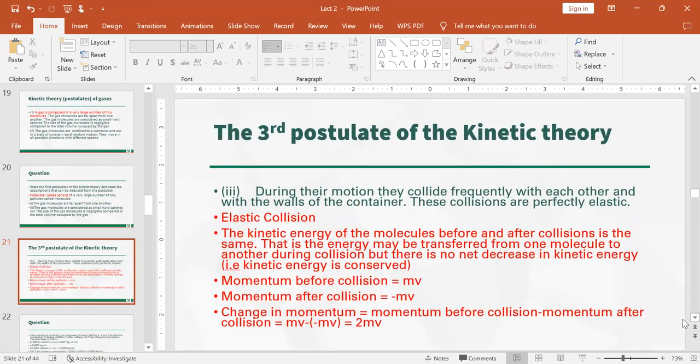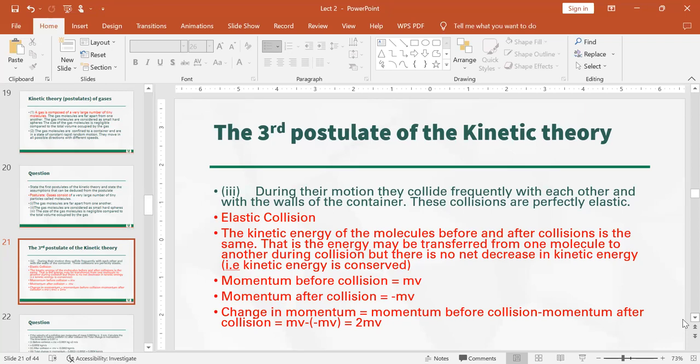So we now look at the third postulate. We have handled the second postulate. The third postulate: during their motion, they collide frequently with each other and with the wall of the container. So when gas molecules move, they collide with each other and with the wall of the container. What is the consequence? We can define two types of collision here. One is the elastic collision. When a collision is elastic, the momentum before collision is the same as the momentum after collision. The collision can be inelastic, which means the momentum before collision is not the same as the momentum after collision.